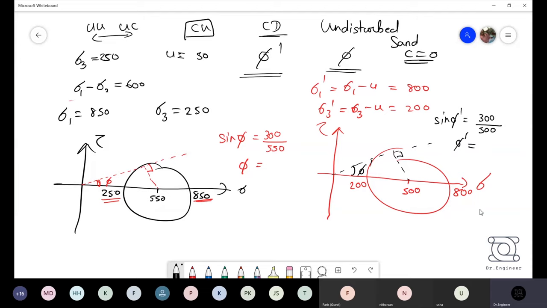That means here sigma 3 is 250. They will give another set of data with sigma 3, let's say 350, and the respective deviatoric stress and the respective pore water pressure. An additional set of data will be given to you, and you have to draw both the Mohr circles in the same plot. And you have to draw the tangent line for both the circles.